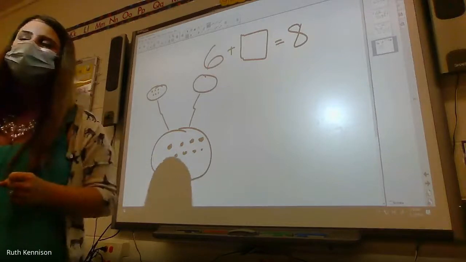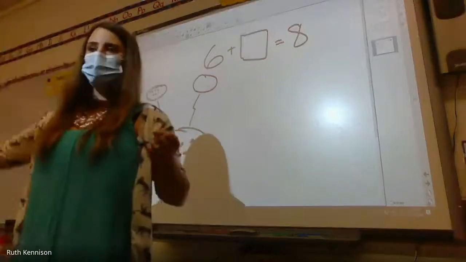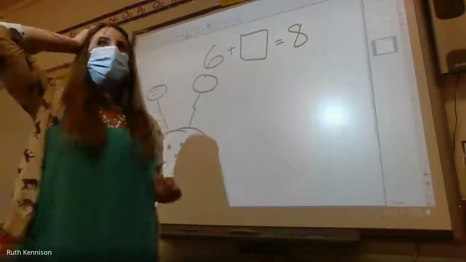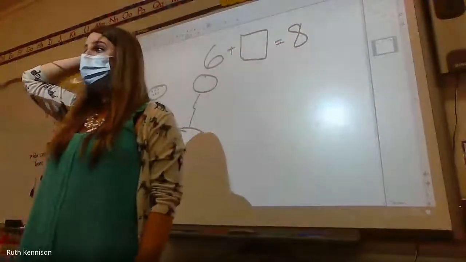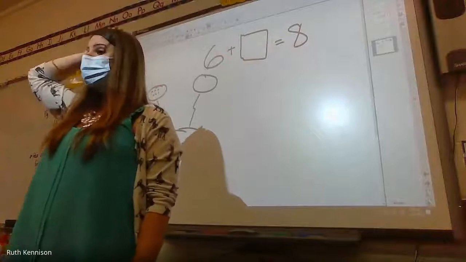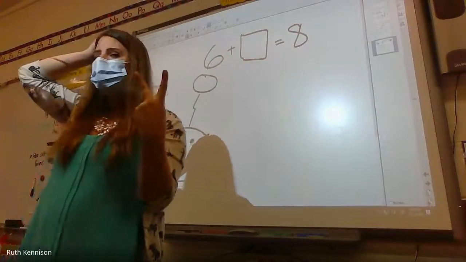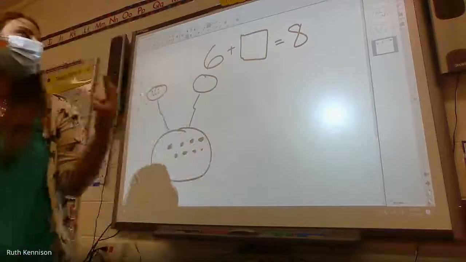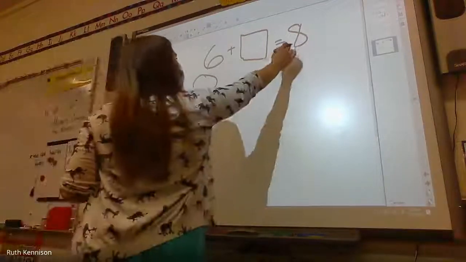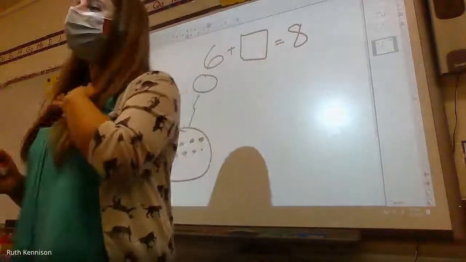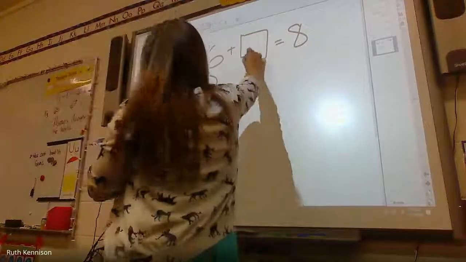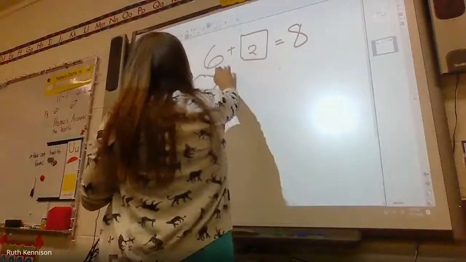I love that. We're putting 6 in our brains. Bloop. And we're going to count up until we get to 8. So we're going to go 6, 7, 8. Okay, and it took us 2. Now, we could also do subtraction to find our missing addition. Okay, it took us 2, but we could do 8 minus 6.